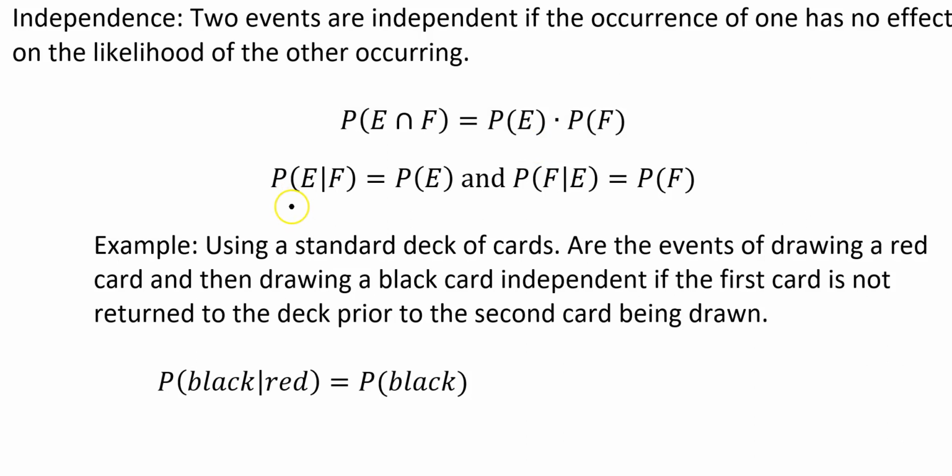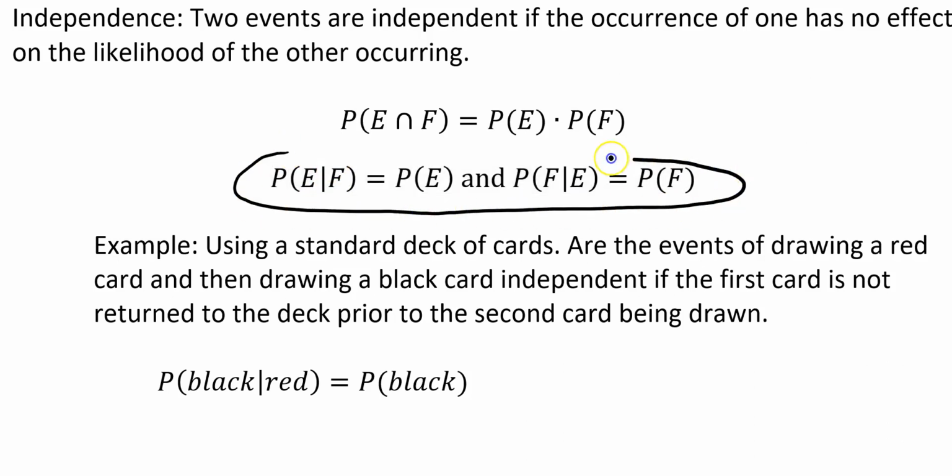Let's move on to the probability of E given F. So this second line is also allowing us to determine if two events are independent. And notice this "and" clause in the middle. So both of these equations must be true for two events to be independent. The probability of E given F must equal just the probability of E. And the probability of F given E must equal just the probability of F.